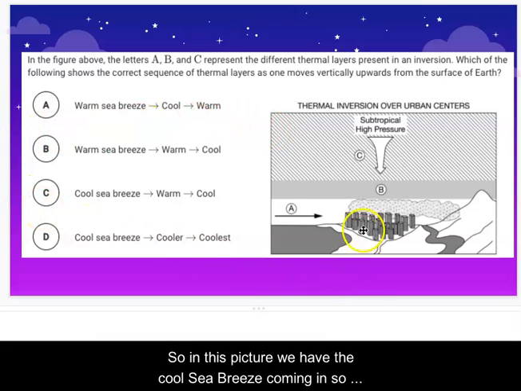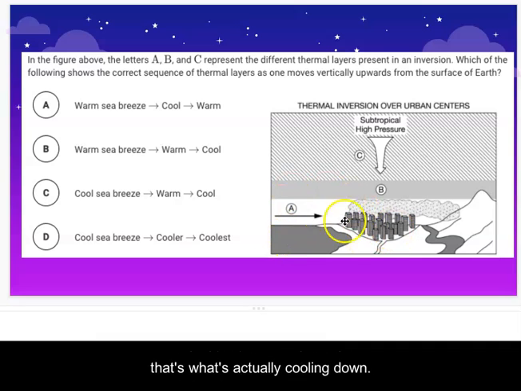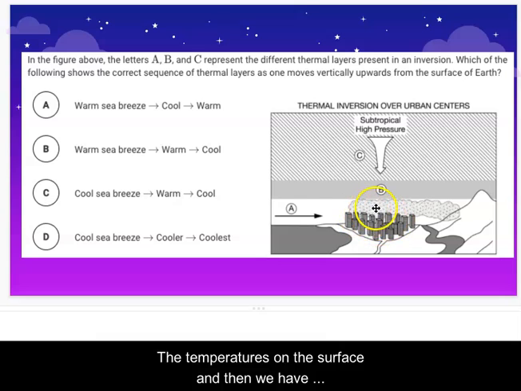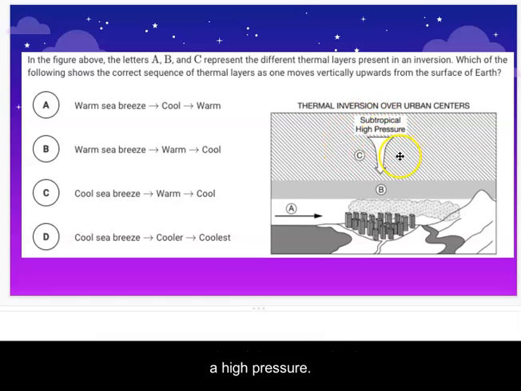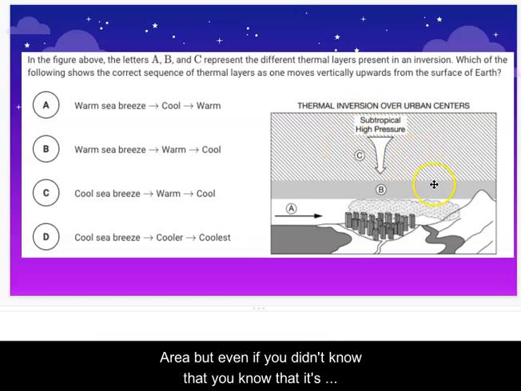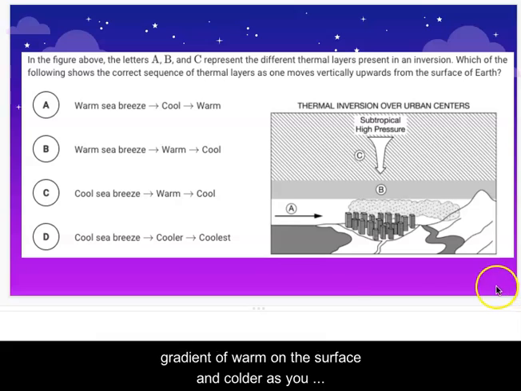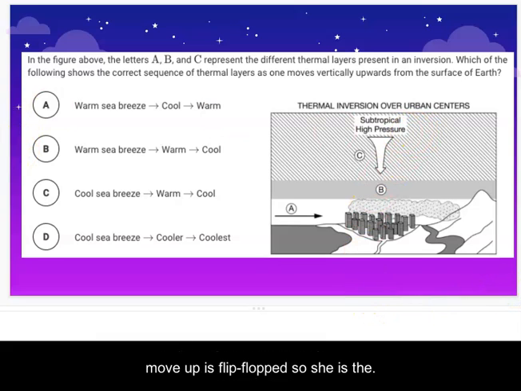So in this picture, we have the cool sea breeze coming in. So that's what's actually cooling down the temperatures on the surface. And then we have warm and cool. That distribution is being caused by a high pressure area. But even if you didn't know that, you know that it's an inversion diagram, so you know that that normal gradient of warm on the surface and colder as you move up is flip-flopped. So C is the best.